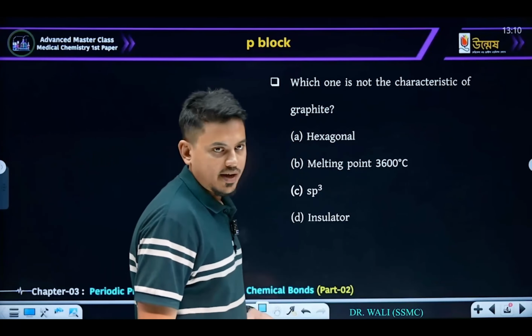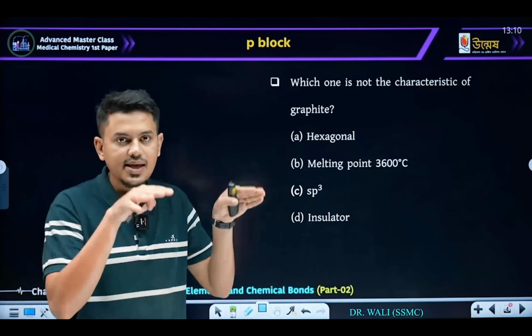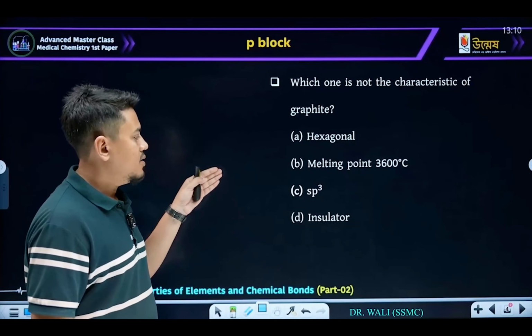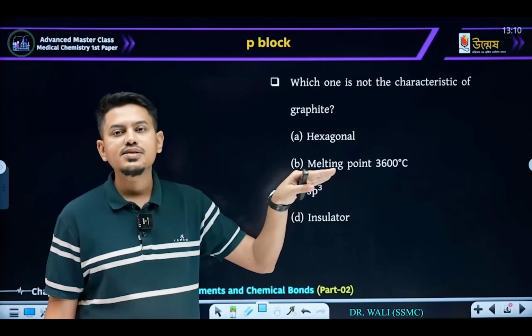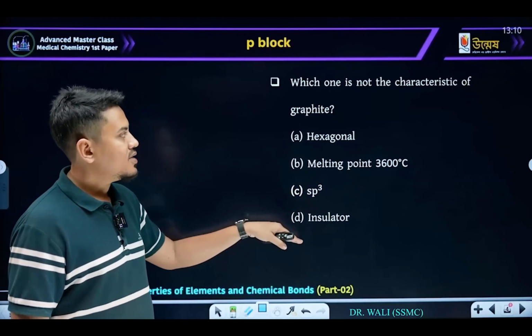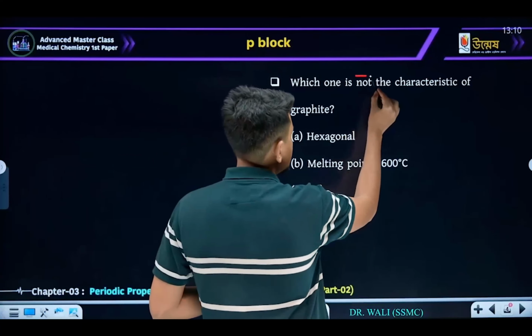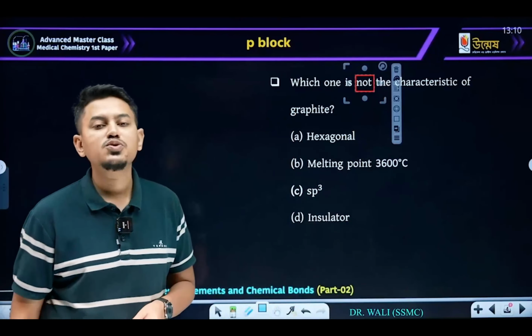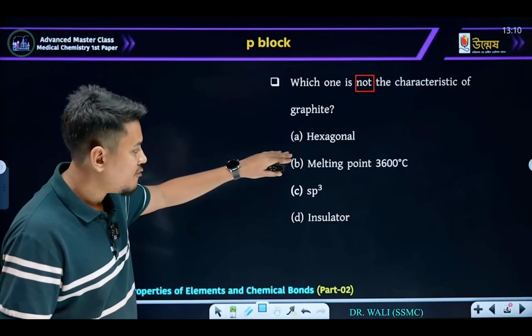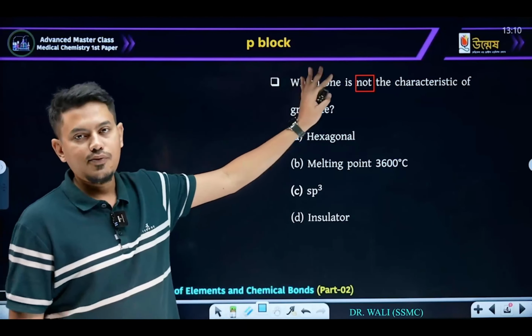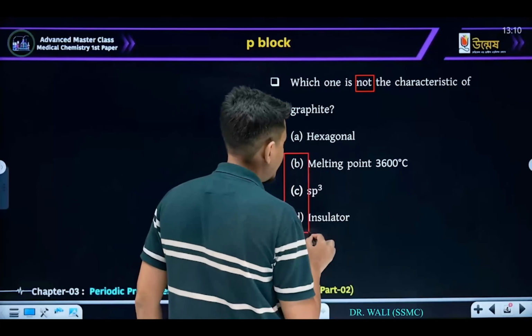Which one is not a characteristic of graphite? We know graphite stays in a hexagonal pattern, and it shows sp2 hybridization, but the melting point is 3730 degrees Celsius, and it works as an insulator. No, it works as an electrical conductor. Now they are asking which one is not the characteristic. Basically the question should be which one is the characteristic of graphite, because B, C and D are not the characteristics of graphite. So if we think the question is correct, then the answer would be B, C and D.